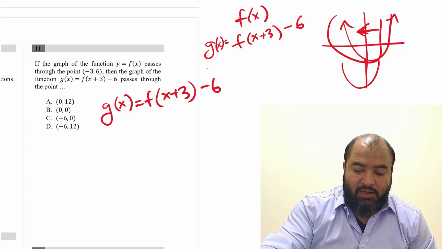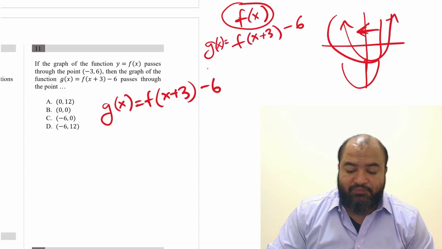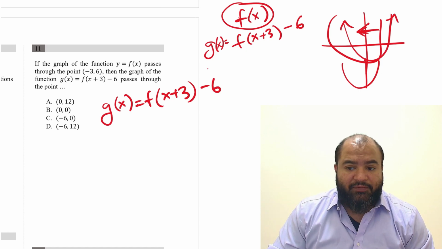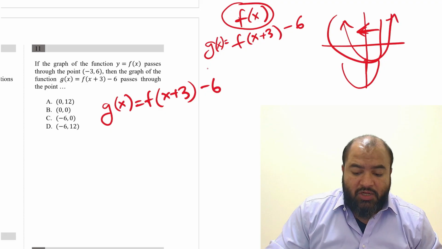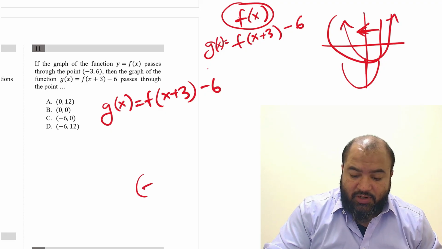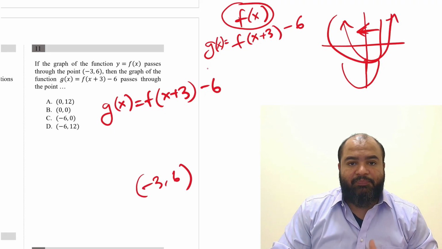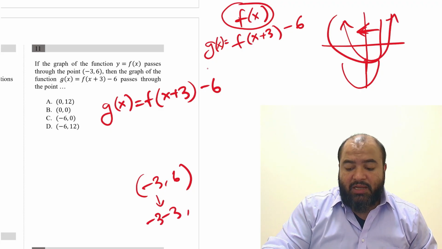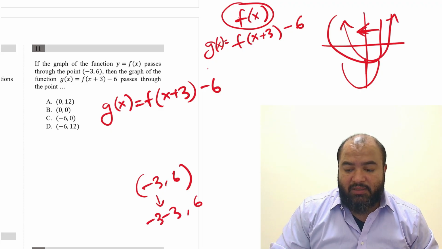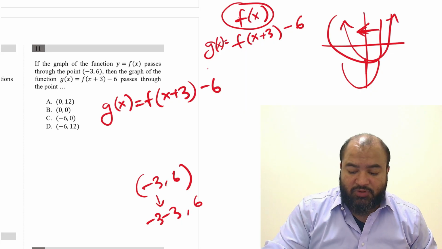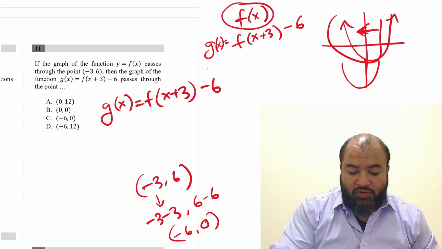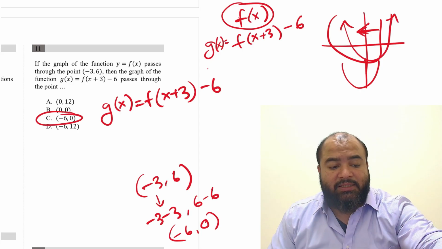So whatever was the parent function, like f of x, if you do plus 3 means they moved it 3 units to the left and 6 to the bottom. So there is a point for f of x, negative 3 and 6. I'm going to do the same thing. 3 units to the left, so x will be negative 6. And the y will be 6 units down, so minus 6, so it's negative 6 comma 0. So that's one of the points of g of x.